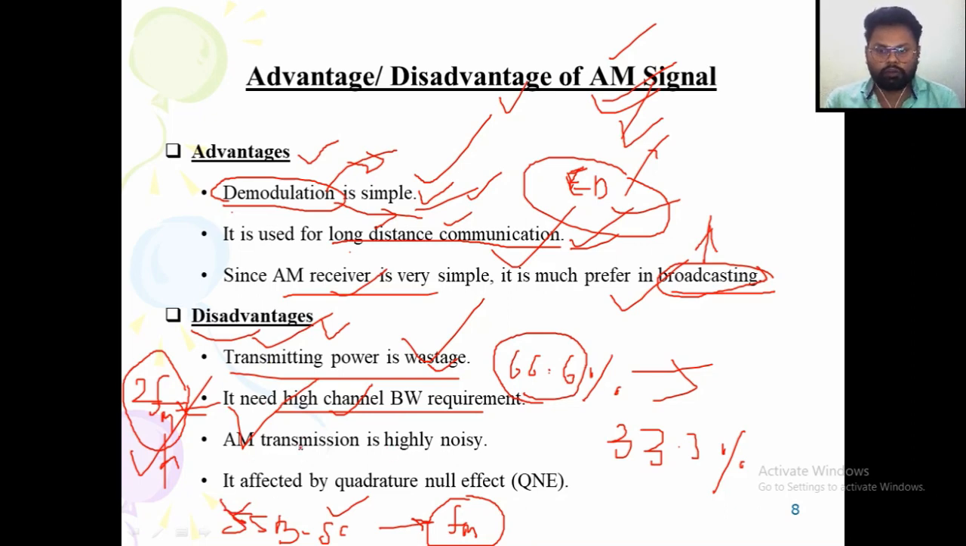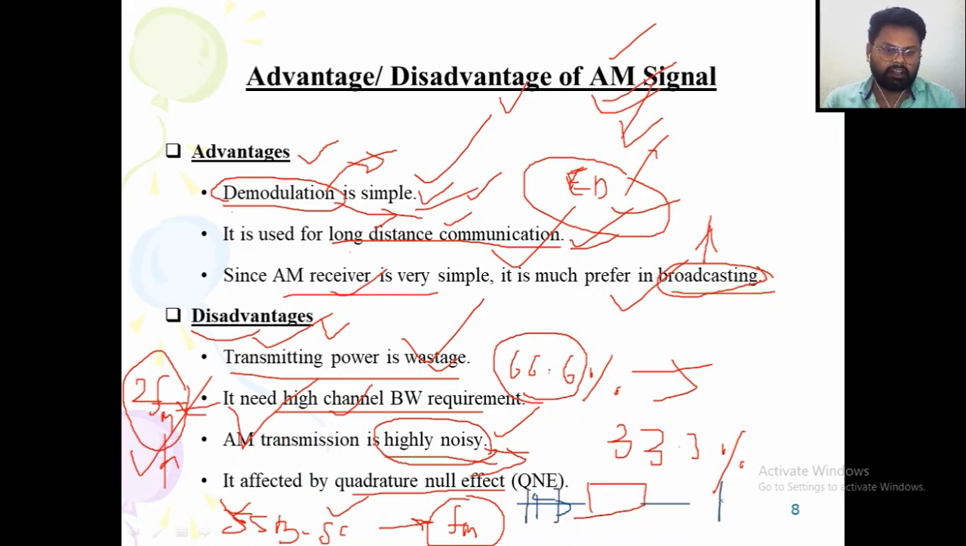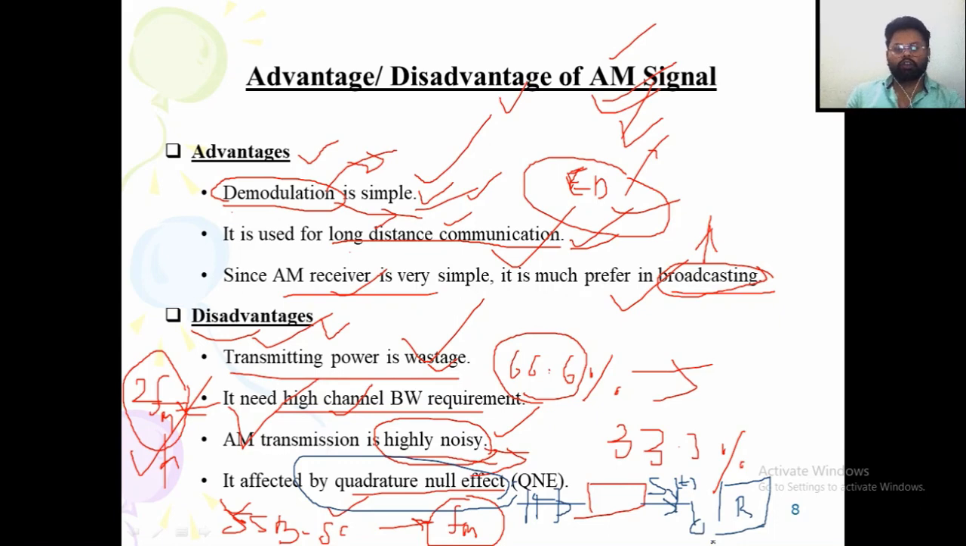Also, another disadvantage of the AM signal is that it is very highly noisy, and it suffers from the quadrature effect. Suppose we have a transmitter and receiver side. The receiver is nothing but a demodulation process in which we have to use a local oscillator. The meaning of the quadrature null effect is this: suppose the signal is received as y, and the frequency of the local oscillator is equal to the frequency of the carrier signal.